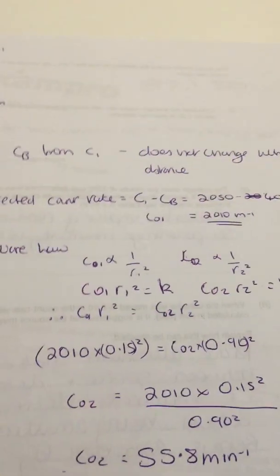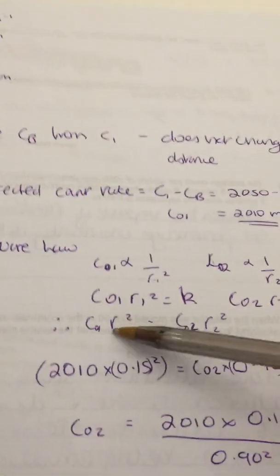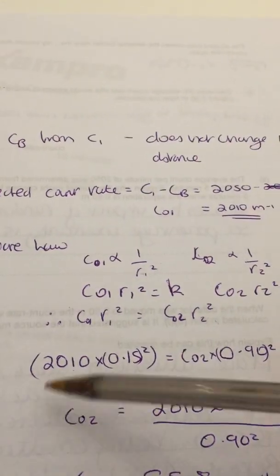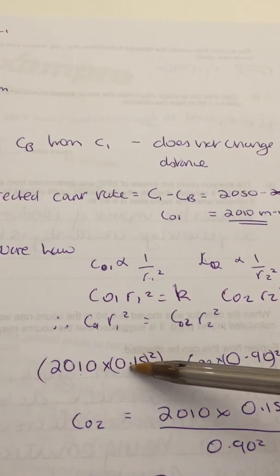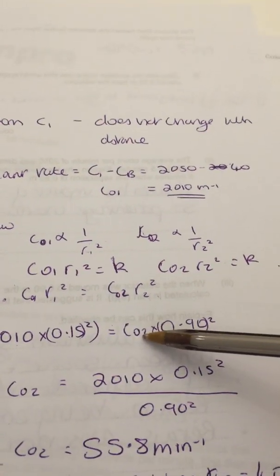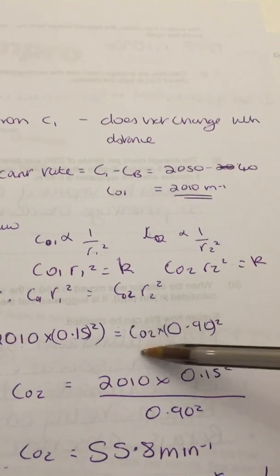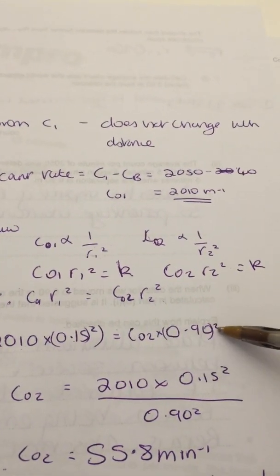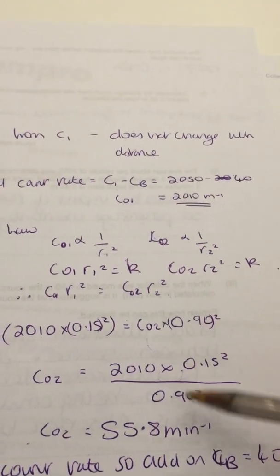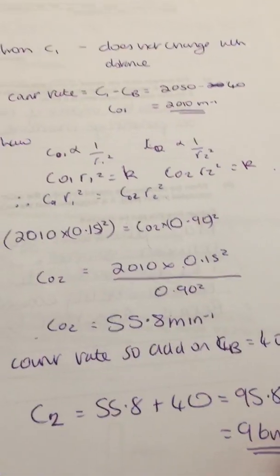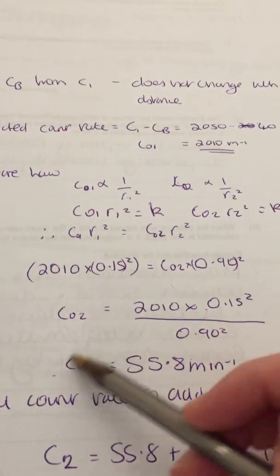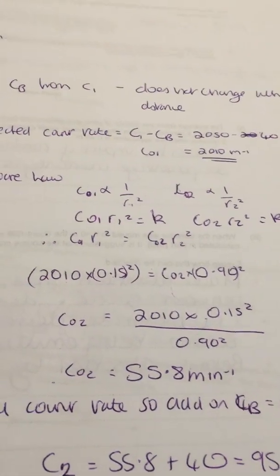Now we can just substitute in the values. We've got our corrected count rate number 1, which we just figured out is 2010, times R1 squared, so 0.15 squared. That will be equal to our corrected count rate number 2, which is what we're trying to figure out, times 0.90 squared, because that's the distance for 2. Rearrange, calculate, and you get 55.8 per minute. But this is the corrected count rate, so that is without the background radiation.